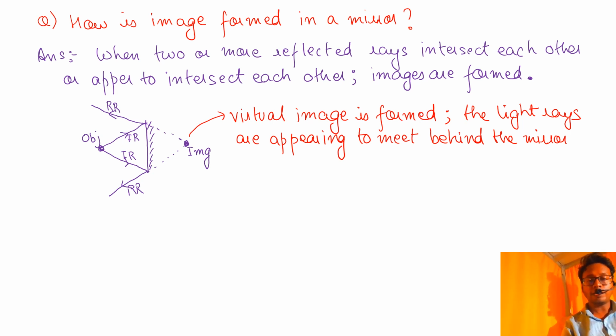Okay, that means I'm retracing the path. These are nothing but virtual rays. These are not real rays. These are the real rays, and I'm tracing the real rays back. So these are nothing but virtual rays.